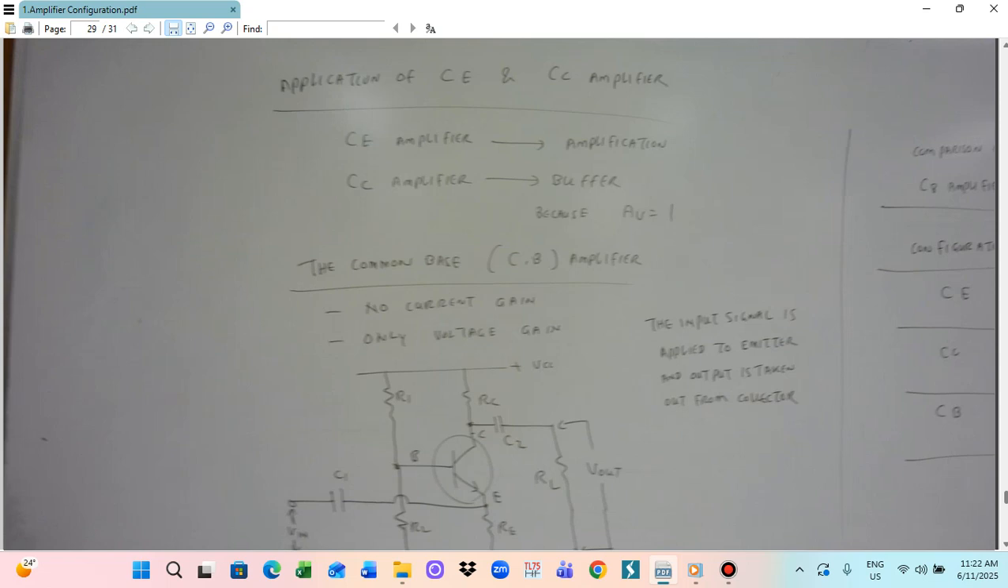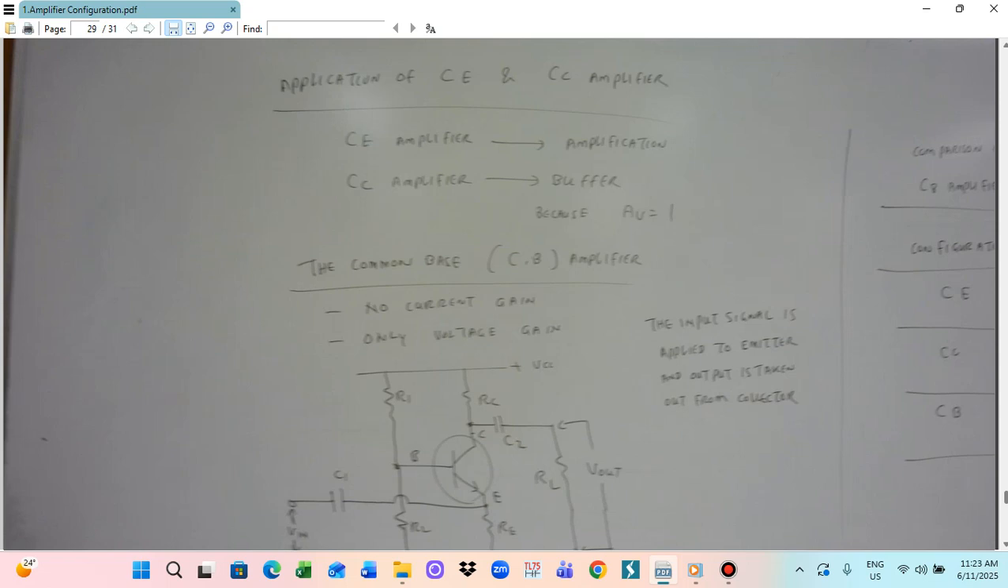The CB amplifier does not have any current gain. It only has a voltage gain. So this is the characteristic of the CB amplifier. We compared the three amplifiers, CE, CB, and CC. We made the comparison in terms of the input resistance, output resistance, phase shift, voltage gain, current gain, and the power gain. Those characteristics we compared for the CE, CC, and CB amplifiers.